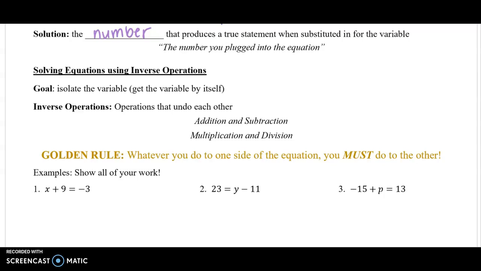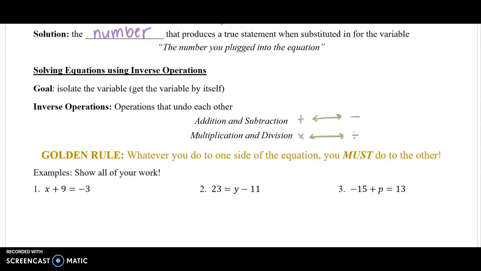So we have our four main operations: addition, subtraction, multiplication, and division. Addition undoes subtraction, and subtraction undoes addition. So if I'm adding something, to get rid of it, I subtract. If I'm subtracting something, to get rid of it, I add. Same concept applies to multiplication and division. If I'm multiplying something, I divide to get rid of it. If I'm dividing something, I multiply to get rid of it.